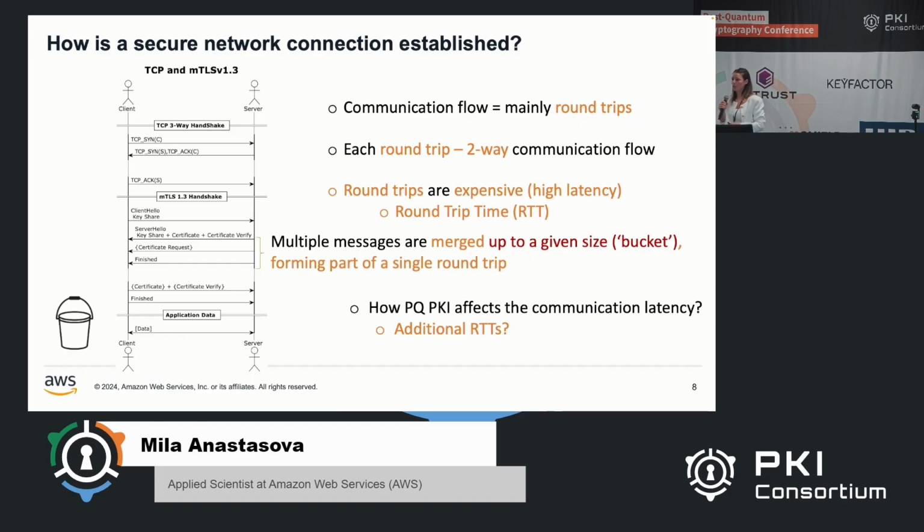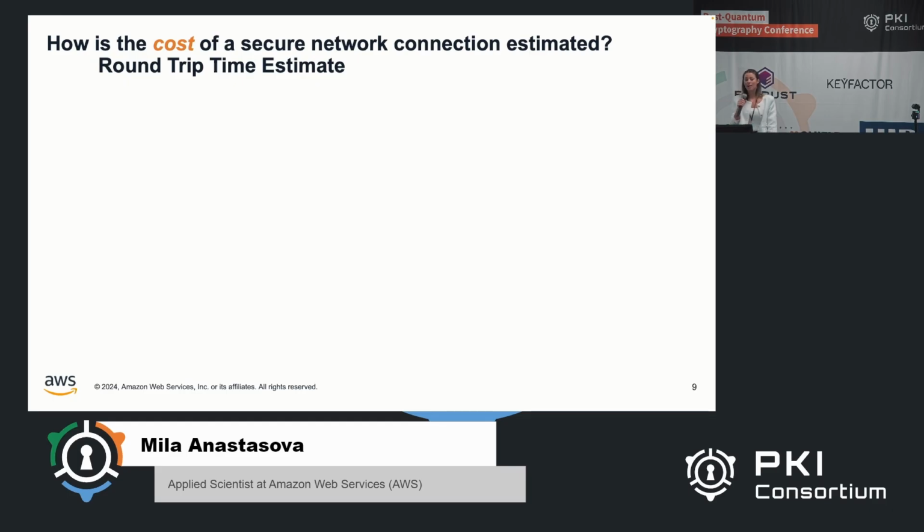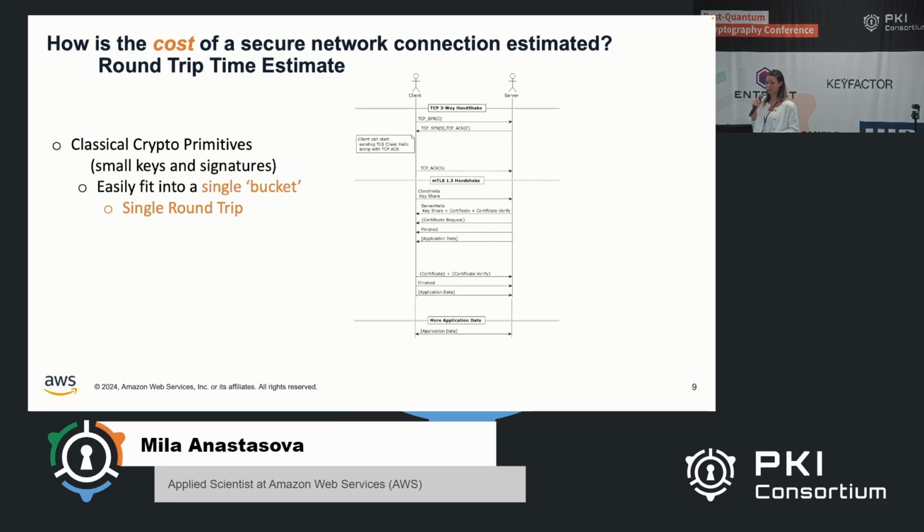However, for now, we're going to focus on answering the question of how post-quantum mTLS, or how post-quantum PKI, is going to affect our communication latency, or in other words, is it going to introduce additional round trips? To answer this question, we're now going to see how the cost of a secure network connection is estimated, or in other words, how to estimate the round trip time or the number of round trips.